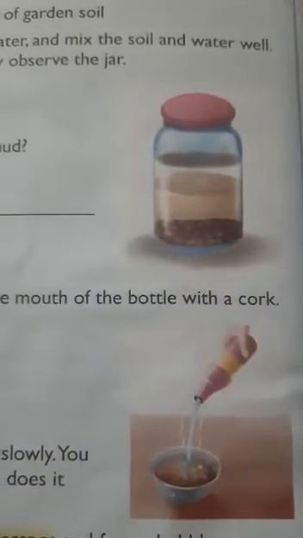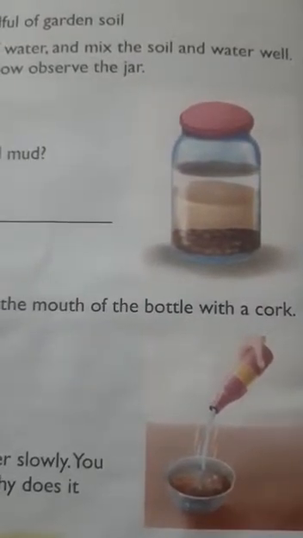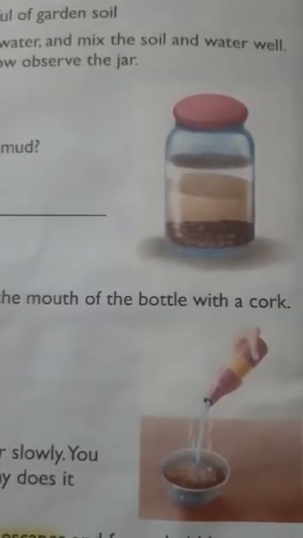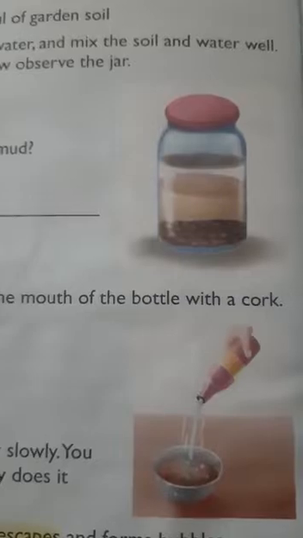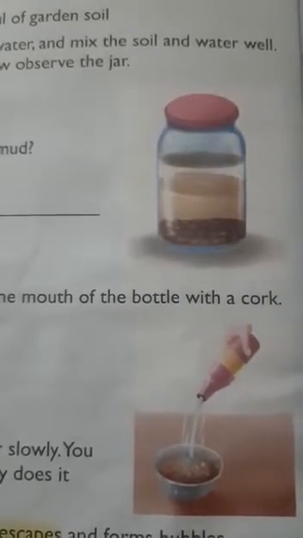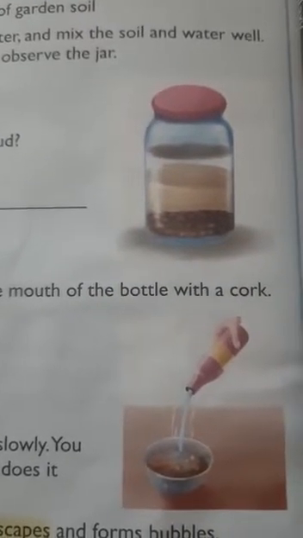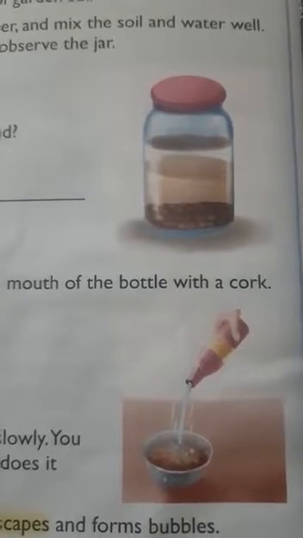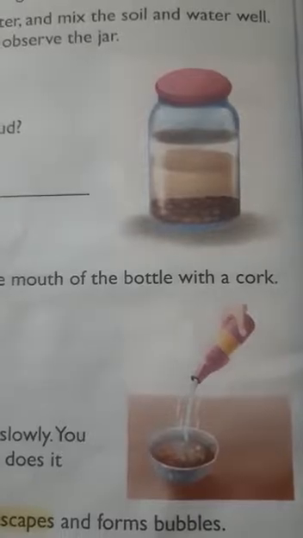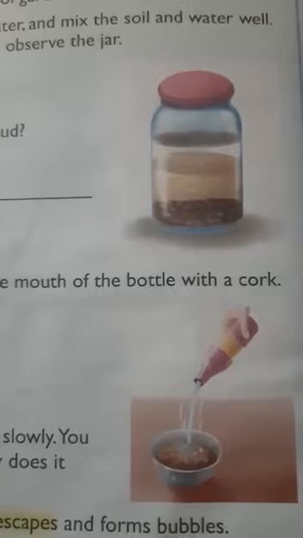So children, to perform this experiment, we need some things. They are a glass jar, water, and a handful of garden soil. We need some soil, one glass jar, that means a bottle, and water. To find out what soil contains, we are going to perform this activity. First we will put the soil in the jar. Add a glass of water and mix the soil and water well. Let the mixture stand for 15 to 20 minutes.